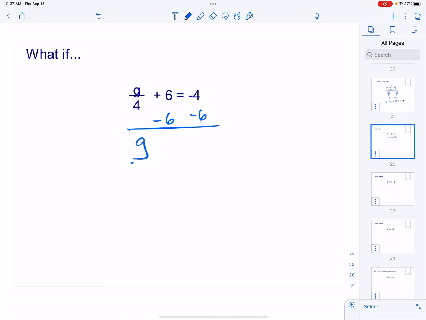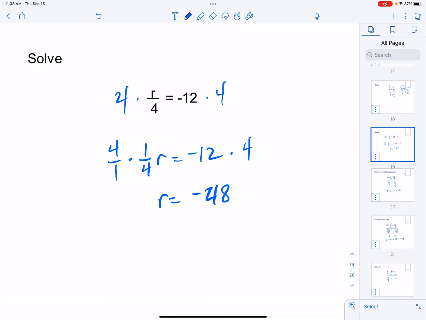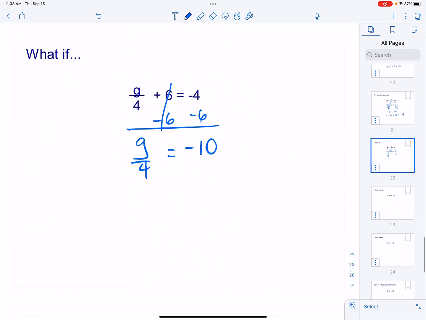Okay, so I end up with g over 4. My 6s go away, is equal to, and negative 4 and negative 6 is going to make a negative 10. Now, I need to get rid of a divide by. So what did we have to do with divide by to get rid of a divide by? We had to do a multiply by. That's exactly what we have to do. So if I've got a divide by 4, I'm going to just do a multiply by 4 out to the side. These 4s now divide out because there's a 4 on top and a 4 on bottom. So I'm left with just g, and g is equal to negative 10 times 4, which is negative 40.